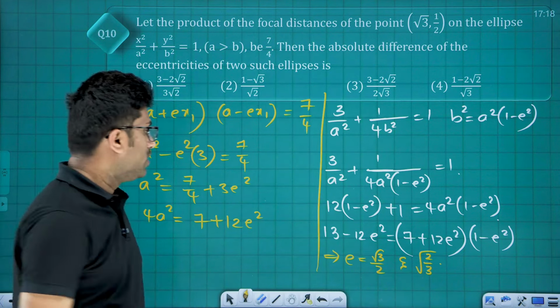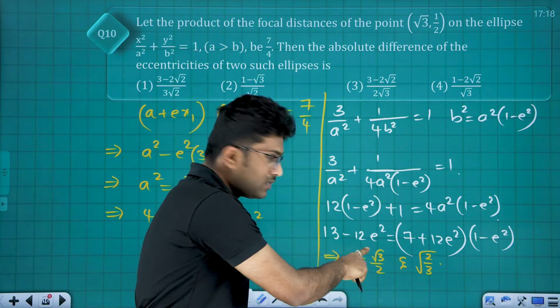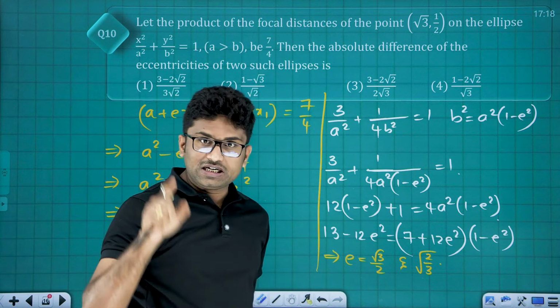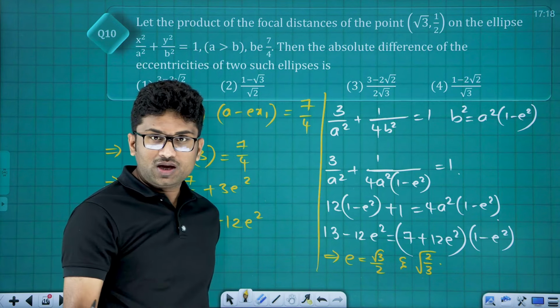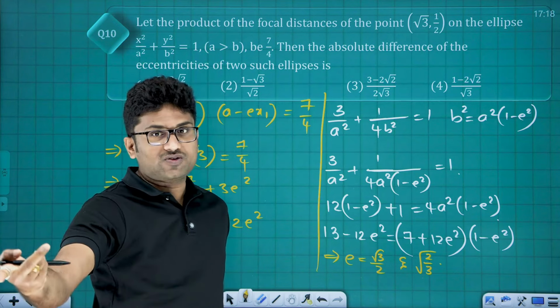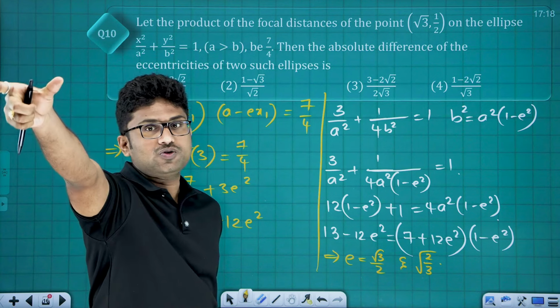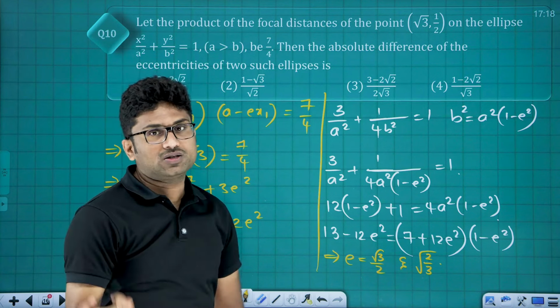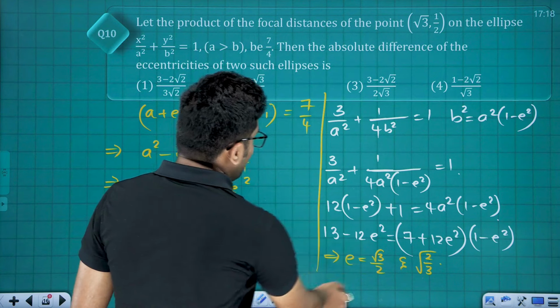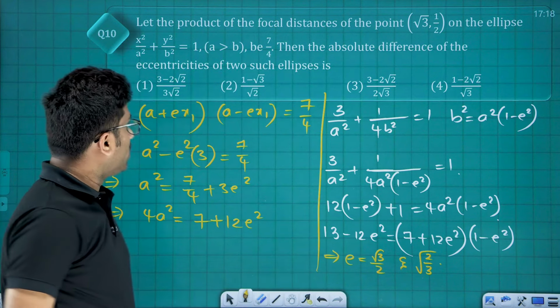Sir, what to do? Put e square is equal to some t. You will be getting a quadratic equation in t. Solve for t. So that t is nothing but e square. From there you will be getting two values for e. So these two are the values for e: e is equal to root 3 by 2 and root over 2 by 3.